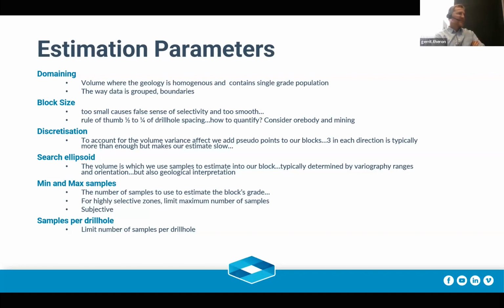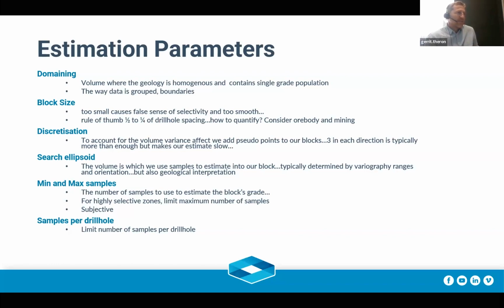Then another estimation parameter is the discretization points. Those are the points that we add inside our blocks, and those will help us to account for the volume variance effect. Most people will use 3 by 3 by 3. I think that's maybe because it's a reasonable value. It's a default in a lot of the software packages. But it would be nice to quantify that and see why we use 3 by 3 by 3 or 2 by 2 by 2 or whatever you use.